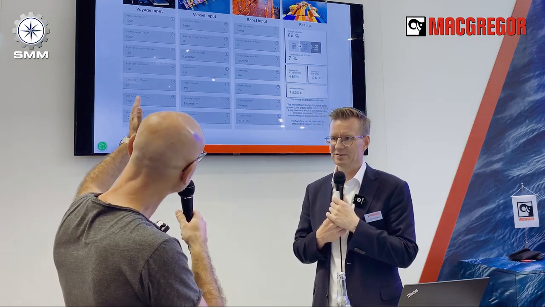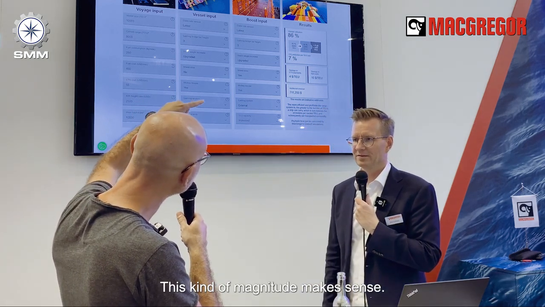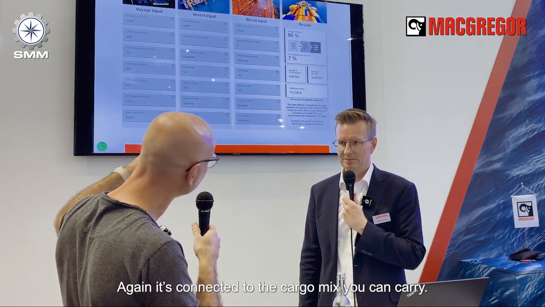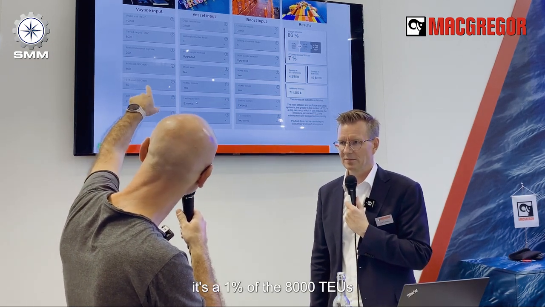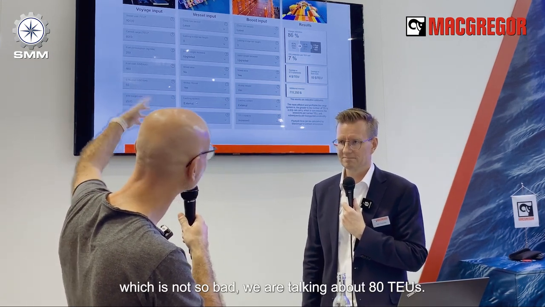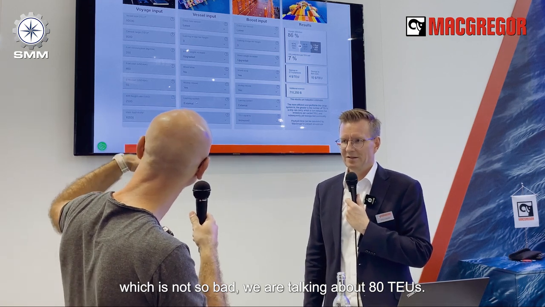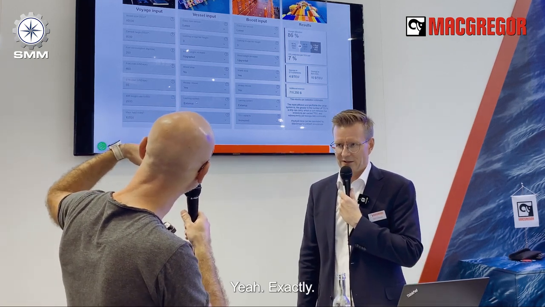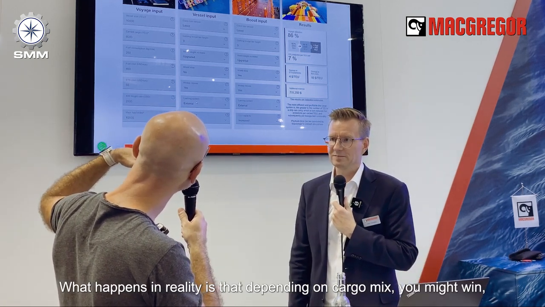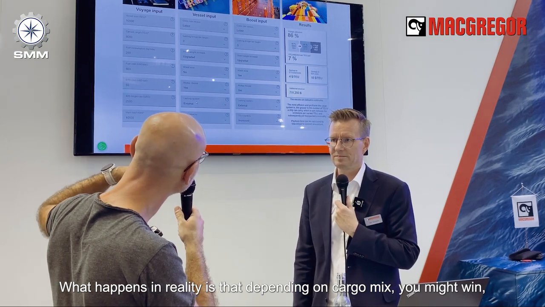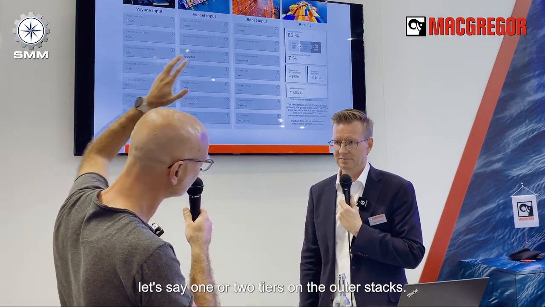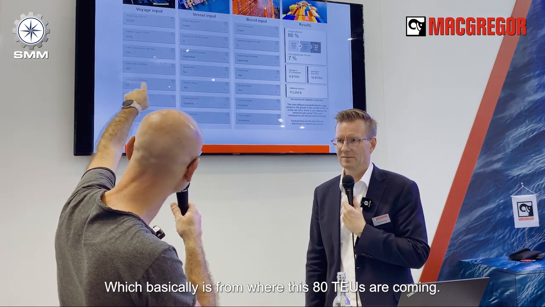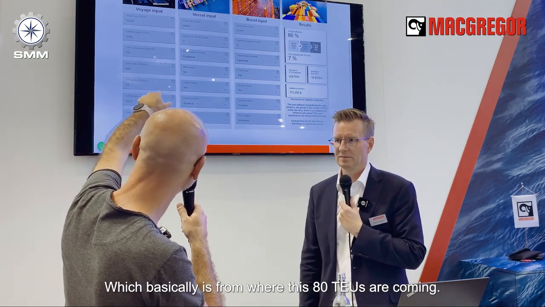Yeah, this kind of makes sense. Again, it's connected to the cargo mix that you carry. The good thing is that 1% in 8,000 is not so bad. We're talking about 80 TEUs. Yes, exactly. What happens in reality is that depending on that cargo mix, you might win residual tiers on the other stacks, because basically most of it is from where these 80 TEUs are coming.